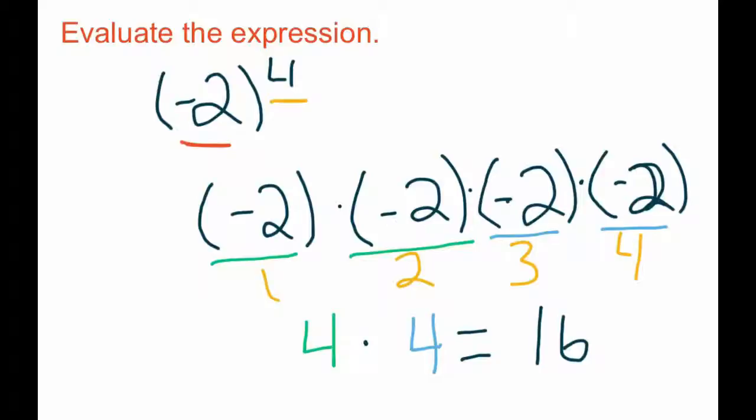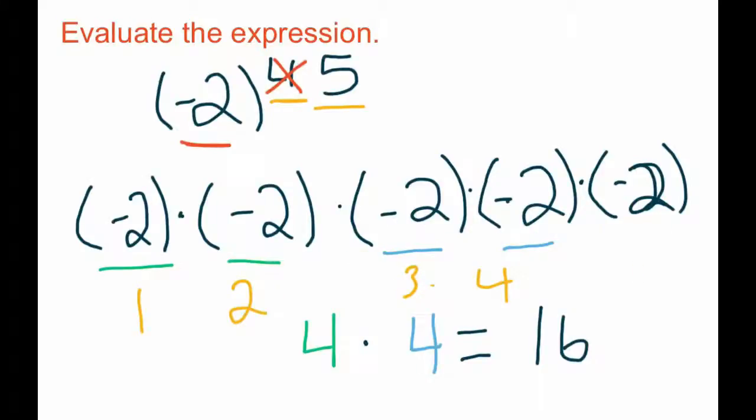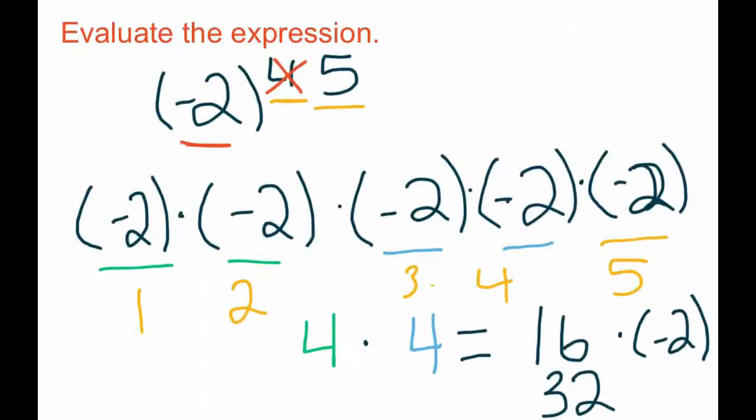If our exponent were to be a 5 rather than a 4, we would have an extra factor of -2 multiplied by this. So now we would have 16 multiplied by a -2. 16 multiplied by 2 is equal to 32. And this would be negative because a positive multiplied by a negative equals a negative.